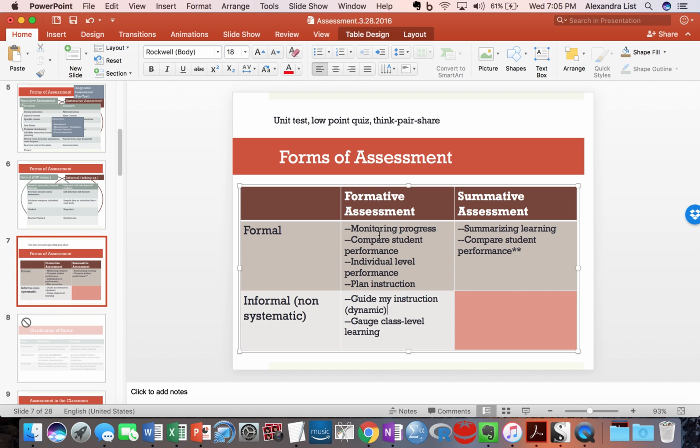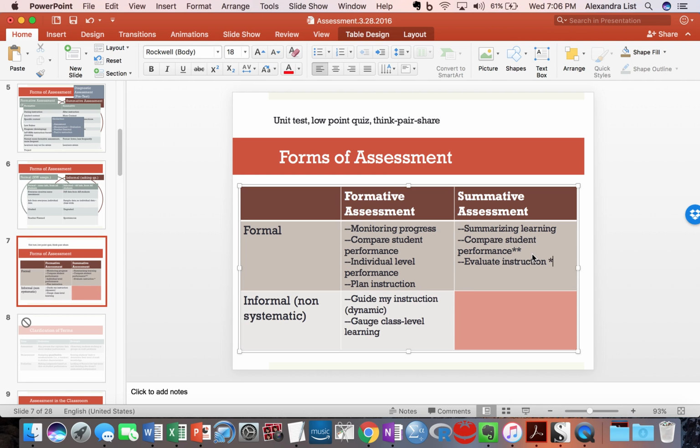Informal assessment lets me know kind of how am I doing, is the class with me. Formal assessment tends to be something like homework or a quiz, which helps me plan instruction for the next day or what we're going to be talking about kind of within the week. But it's not necessarily as dynamic from minute to minute because, of course, it takes time to score and interpret those responses.